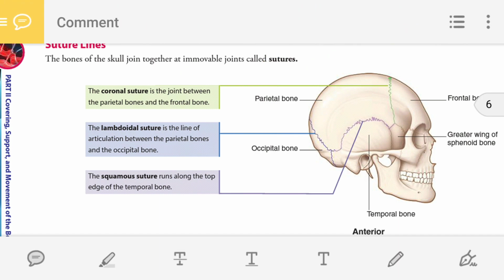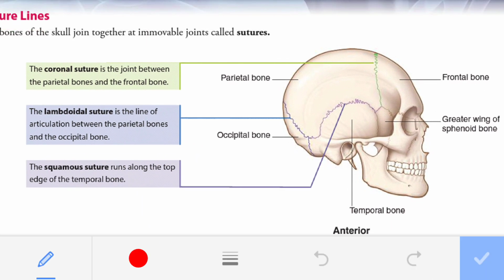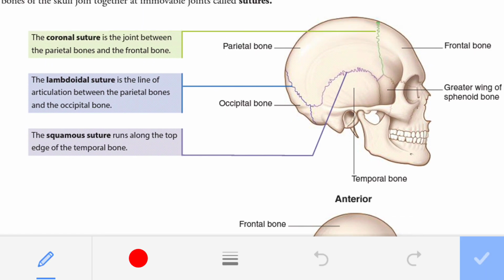As you can see on the screen, in the green color, this zigzag line is the coronal suture, and it is present between the parietal bone and the frontal bone. So the name of the suture and where this suture is located, you need to remember this information. So first is the coronal suture, then the lambdoid suture. It is present between the parietal bone and the occipital bone.